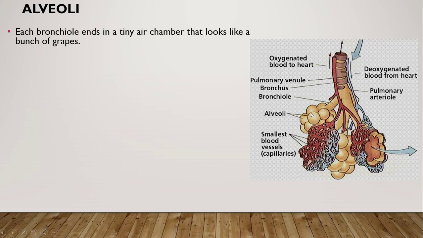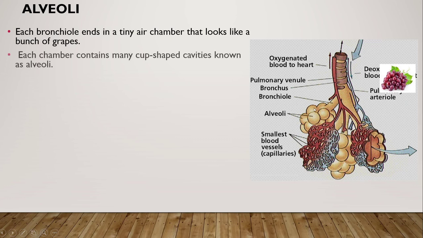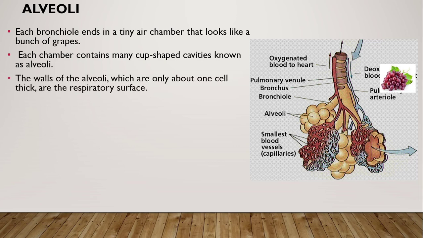Alveoli. Bronchioles end in tiny air chambers that look like a bunch of grapes. Here you can see that they look like a bunch of grapes. Each chamber contains many cup-shaped cavities known as alveoli. This bunch-like structure is called the alveoli. They are cup-shaped. The walls of the alveoli, which are only about one cell thin, are the respiratory surface.